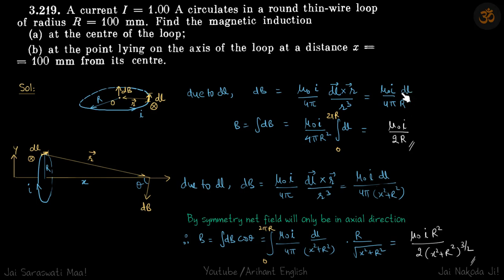Now limits of dl will be from 0 to 2 pi r. We are completing the whole circle and we will get our result. So this is the field at the center of a current carrying loop.